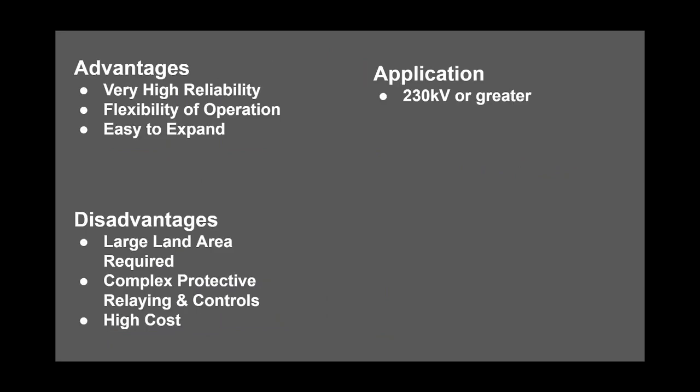The advantages of the breaker and a half configuration are very high reliability, very flexible operation, and easy to expand. Disadvantages of this configuration include large amount of land required, high cost, complex protective relaying and control, and the application of the breaker and half configuration is generally for substations from 230 kV and above.